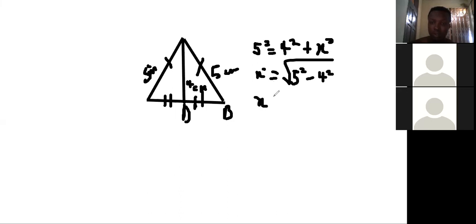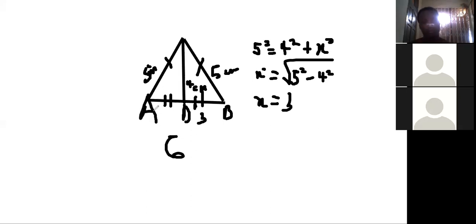So x will be equal to 25 minus 16, that will be 9. So root 9 will be 3. So it means that here will be 3. So if you want to get the length of the base, that will be 3 times 2, or twice 3. That will give you 6. So here is 6. Do you get it?